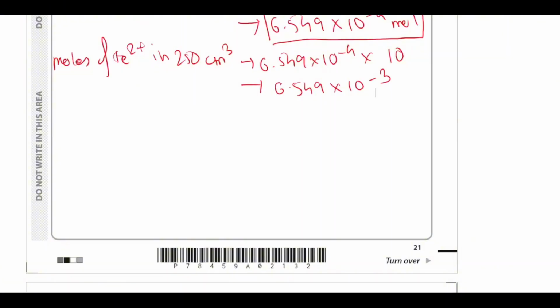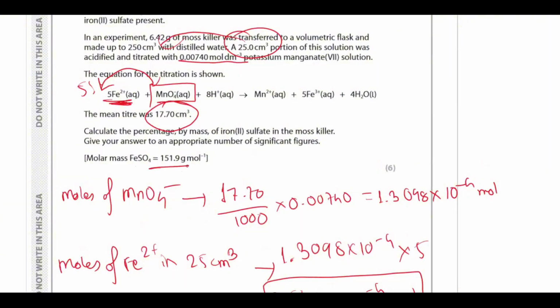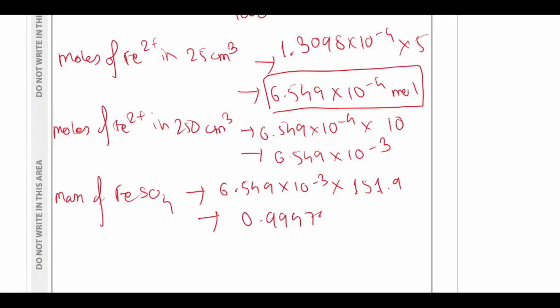Now we can calculate the mass of FeSO4 because we know the Fe2+ moles. The mass of FeSO4: we know the molar mass, which has been provided, and we know the moles, so you just multiply by the molar mass, 151.9. Eventually you'll get about 0.99479 grams. So that's the mass of FeSO4.